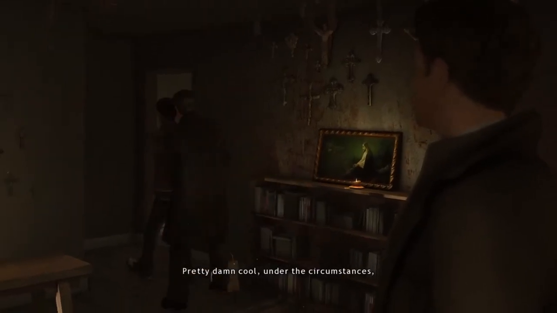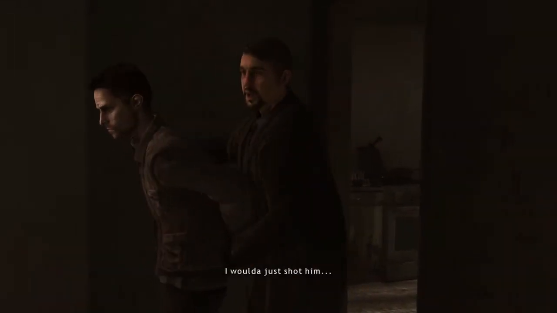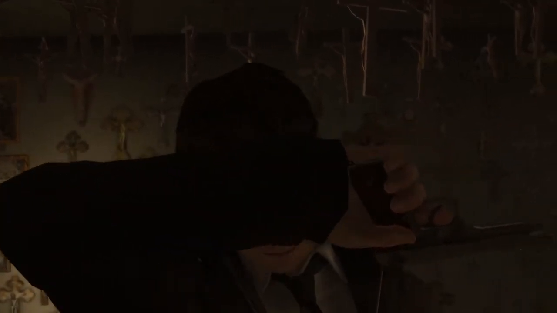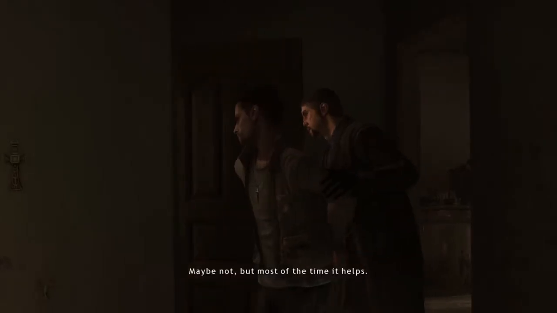Pretty damn cool under the circumstances. I would have just shot him. Well, a gun isn't the answer to every problem, Blake. Maybe not, but most of the time it helps.